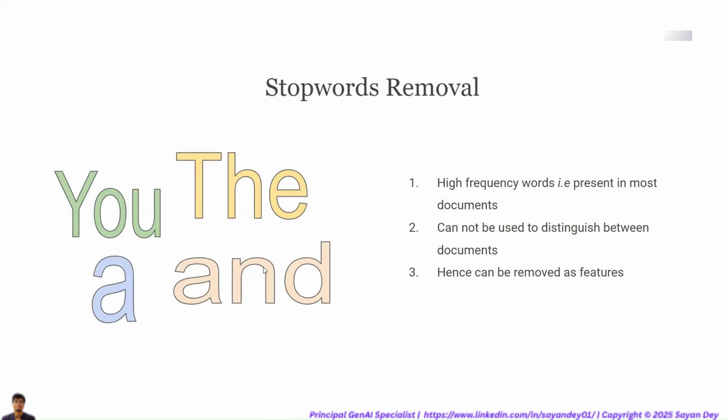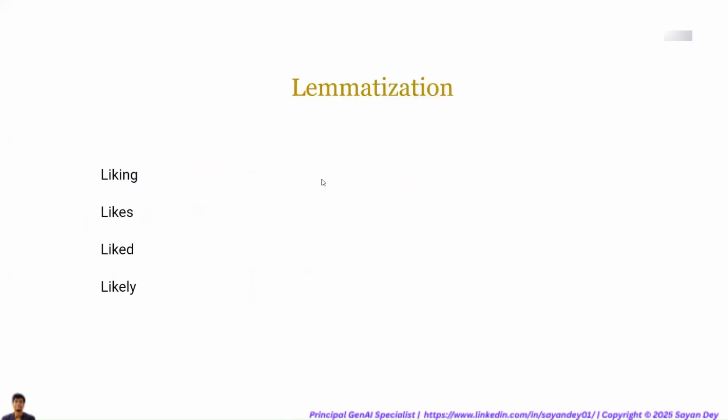Think about it. The presence or absence of the words you, the, a will not add any value to the whole equation. Even positive reviews will consist of the words you, the, and, and negative reviews will also consist of the words you, the, and. So they will not add any value. These kinds of words can be safely removed. And the next thing that we do is lemmatization.